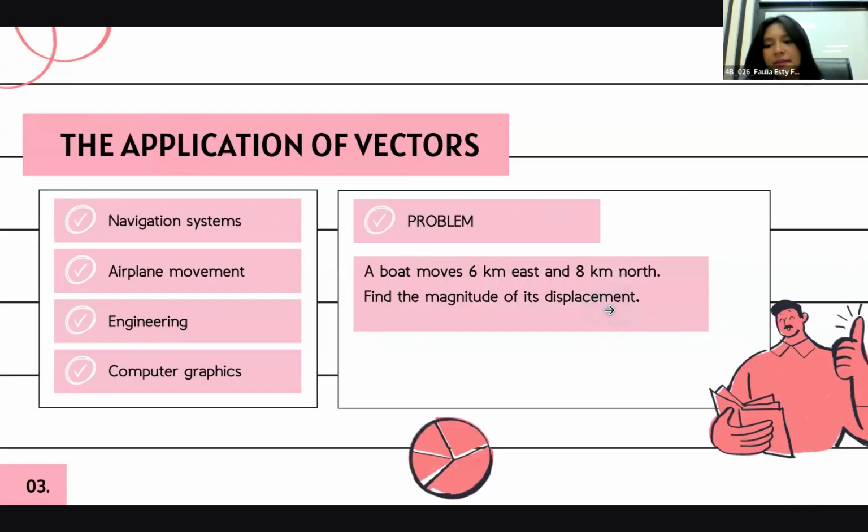Now, let's see the application of factors. Factors are used in navigation systems, airplane movement, engineering, and computer graphics. Okay, in the problem, the example is a boat moves 6 km east and 8 km north. Find the magnitude of its displacement.